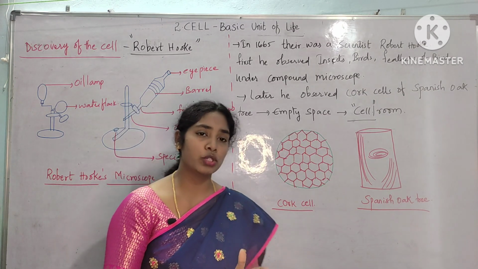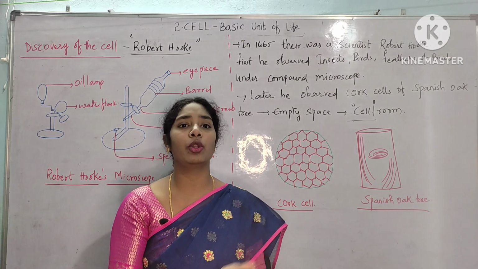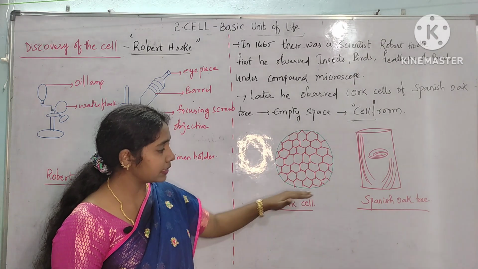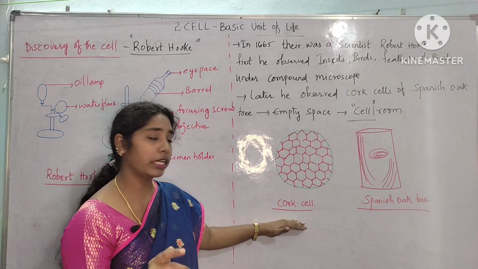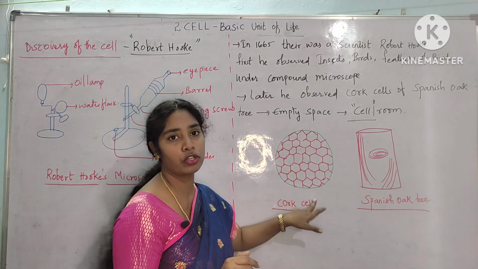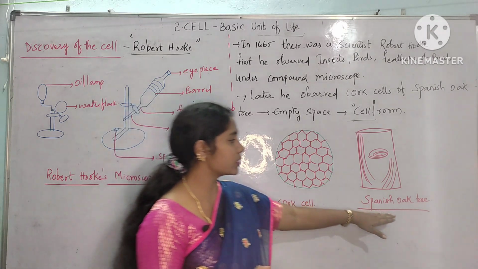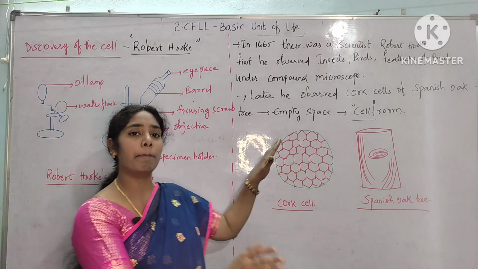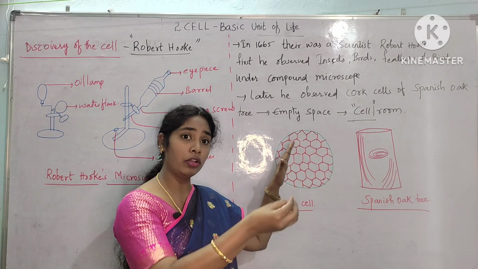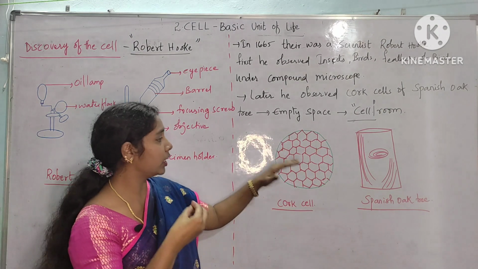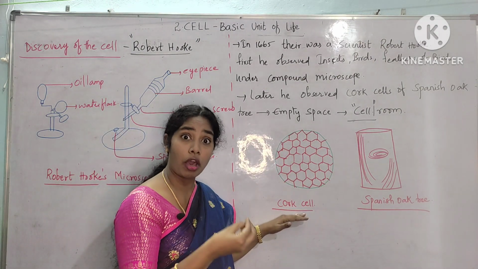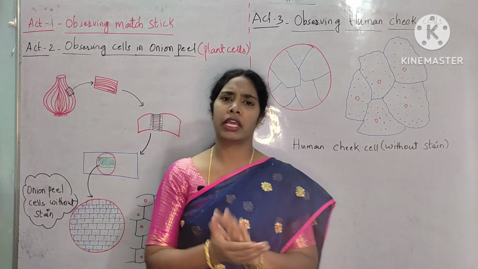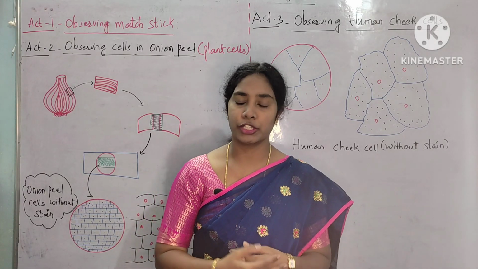What's the meaning of cell? Actually, the meaning of cell is an empty room-like structure. When he observed the cells under his own microscope, the cell structure was something like hexagonal, like this. This is a Spanish oak tree, and from it he took the thin bark part. From the slice of thin bark he observed cork cells, which are like this.